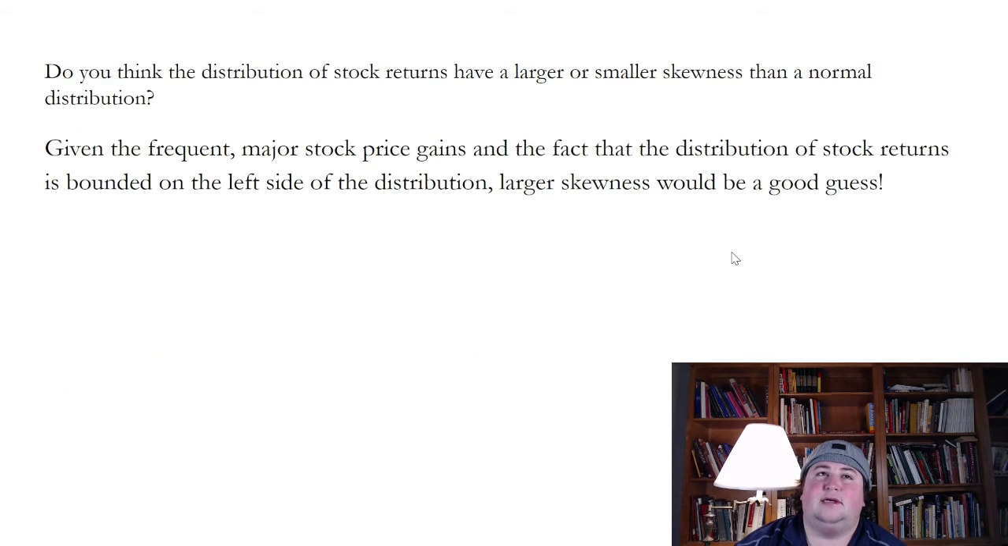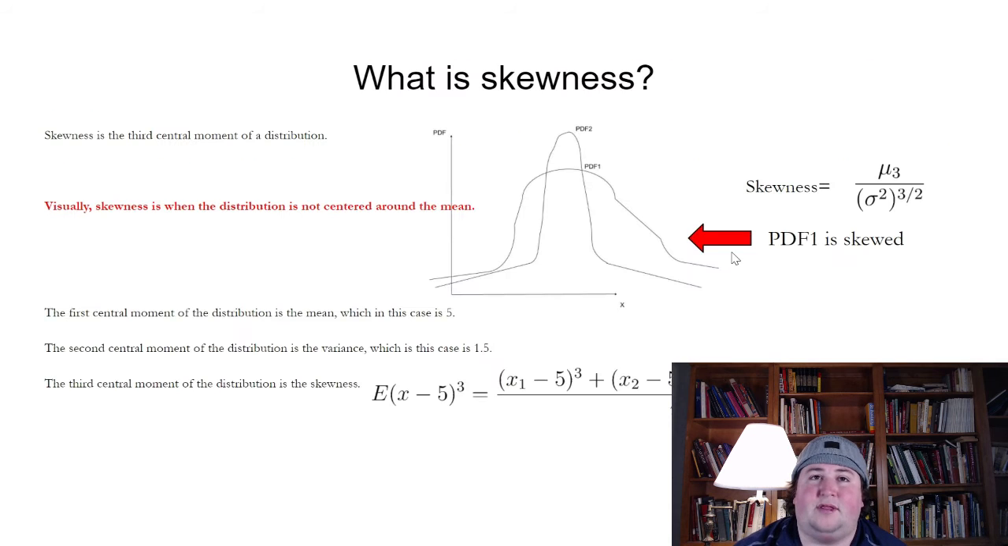And so the question is, do you think the distribution of stock returns have a larger or smaller skewness than a normal distribution? Well, the first thing to think about is, is stock price data skewed? And the answer is it's definitely skewed, right? Because not least because it's bounded on the left-hand side, right? What does that mean? It's bounded on the left-hand side.